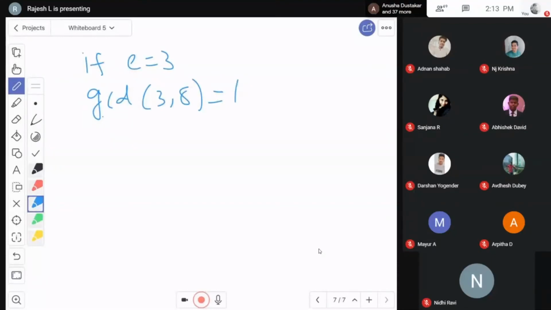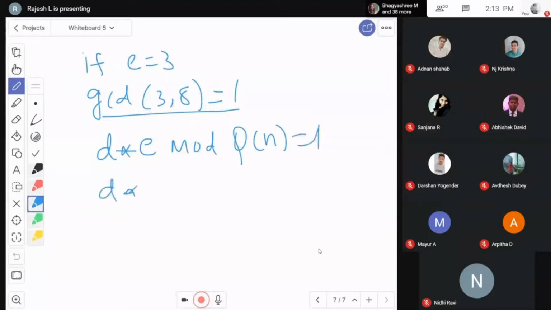Now I need to find the decryption key. D into E mod phi of n is equal to 1. So we know that D into E, where I have selected E as 3, mod phi of n, which we determined as 8, is equal to 1.